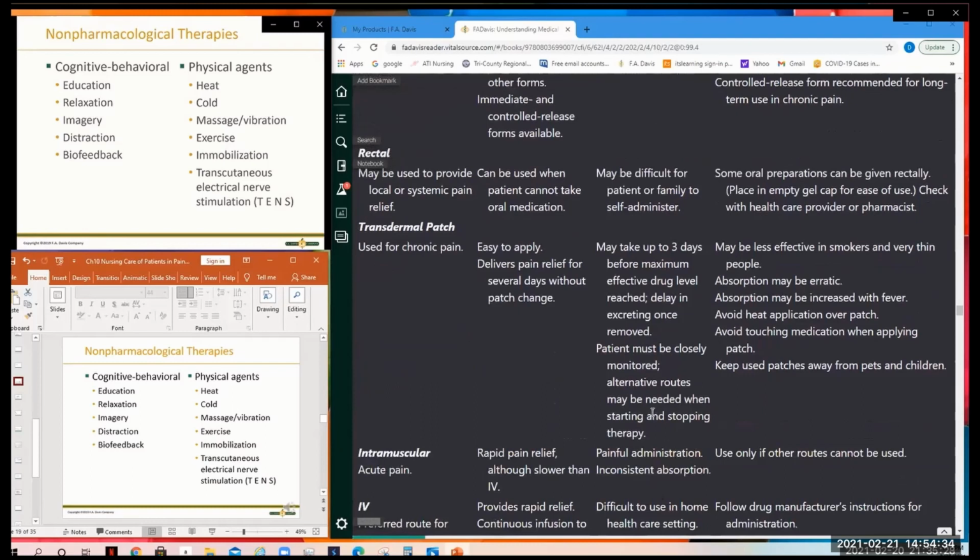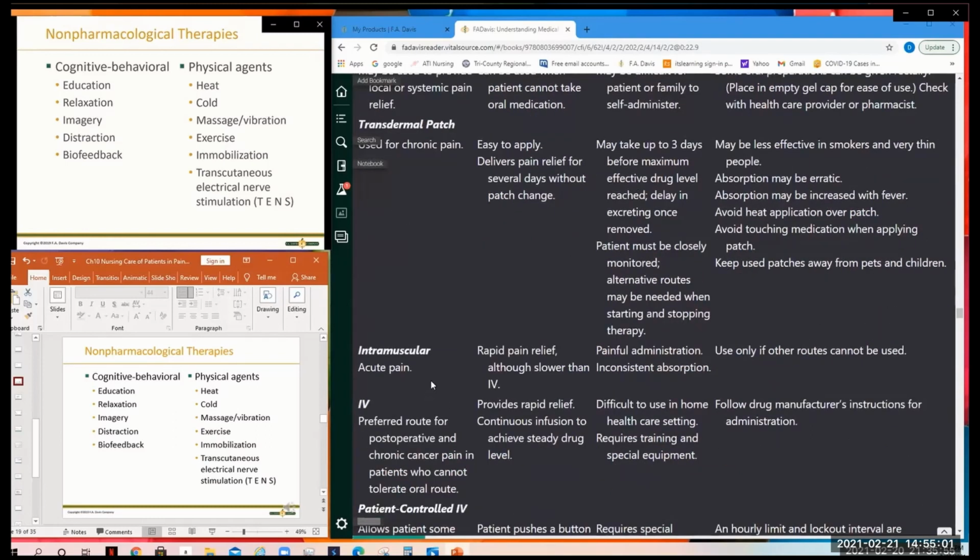It may be less effective in smokers and very thin people. Absorption may be erratic. Absorption may be increased with fever. Avoid heat application over patch. Avoid touching medication when applying patch. Keep used patches away from pets and children.